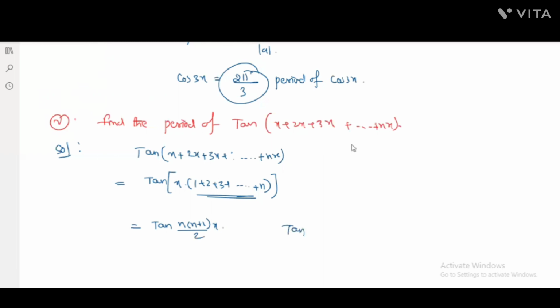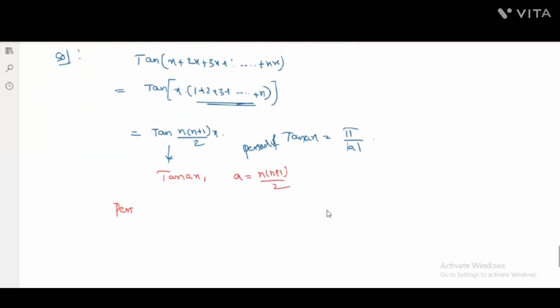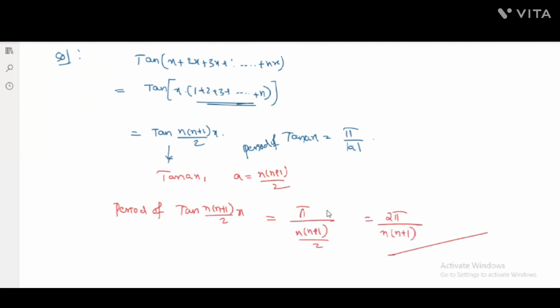So what is the period of tan ax? The period of tan ax is pi by mod a. Here, if you compare this with tan ax, our a value is n into n plus 1 by 2. So the period of tan of n into n plus 1 by 2 of x is equal to pi by n into n plus 1 by 2, that means 2 pi by n into n plus 1. This is the period of this function.